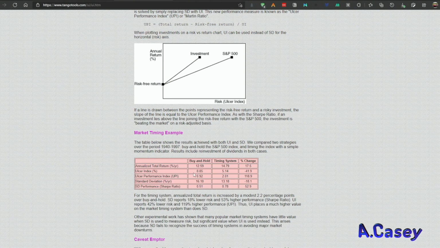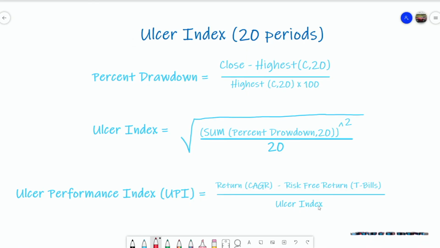And we can find that the Ulcer Index for the buy and hold is 8.85. Remember, the higher the Ulcer Index number, that means you have a lot of long drawdowns. And of course, the Ulcer Performance Index, remember, is using the Ulcer Index in the division part. So that means we need a higher UPI. So the higher the UPI, the better the system.